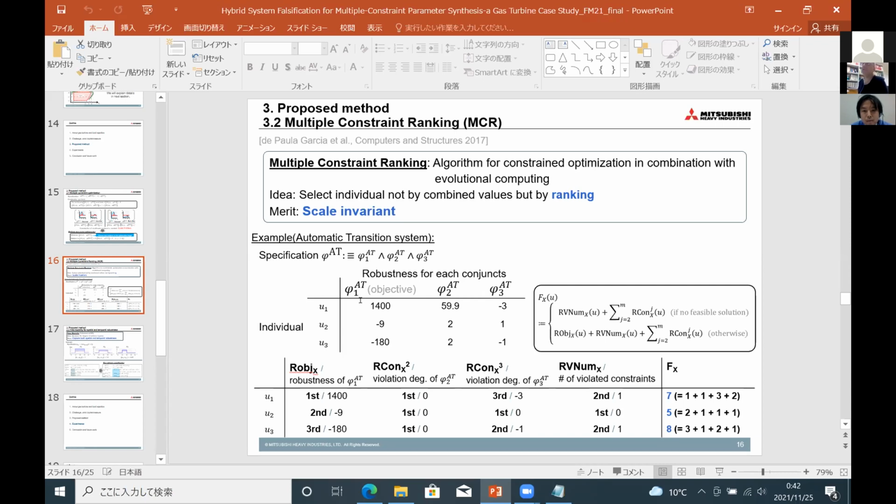Oh, so you take the ranks according to the different conjuncts. Exactly. Based on this, you calculate. Now I see. This is the lower part of the slide. Not the absolute values of these robustness indicators, but just the place in the ranking for every conjunct separately. That explains everything. Thank you.